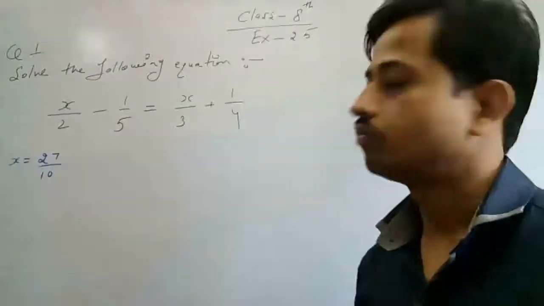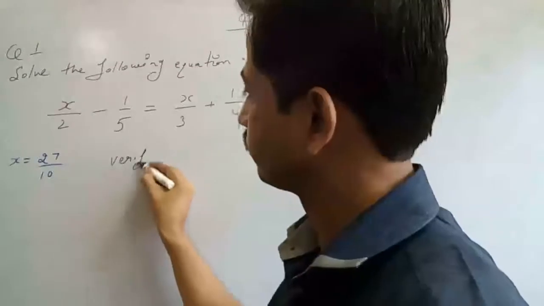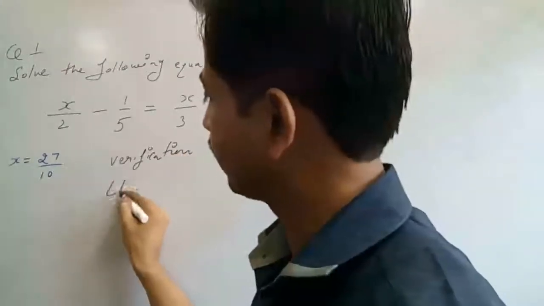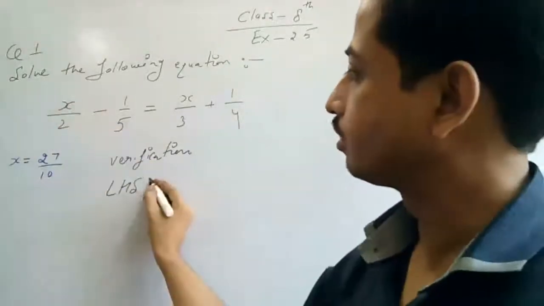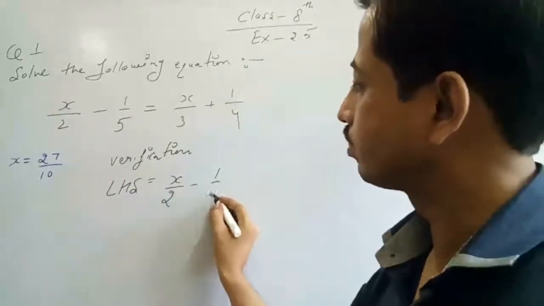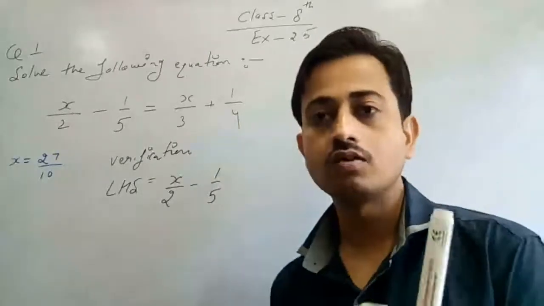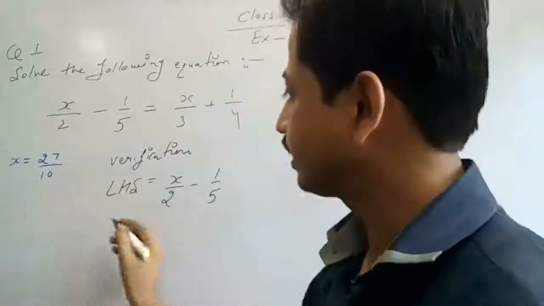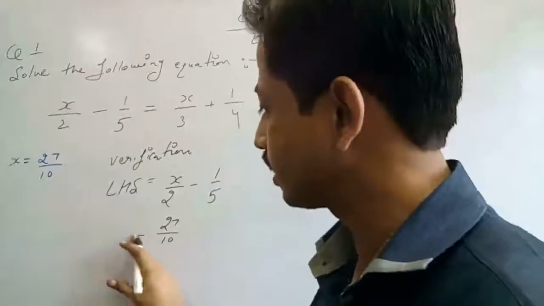Now what we have to do? We have to do its verification. So I am doing verification. For verification, first I am taking our left hand side. What is the left hand side? It is x by 2 minus 1 by 5. Now we have to put in the value of x. What's the value of x? 27 by 10. Now put it here. 27 by 10. Please make a note.